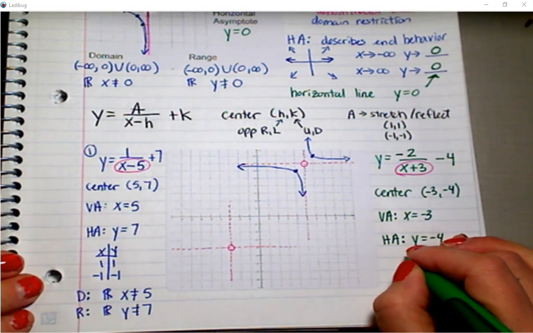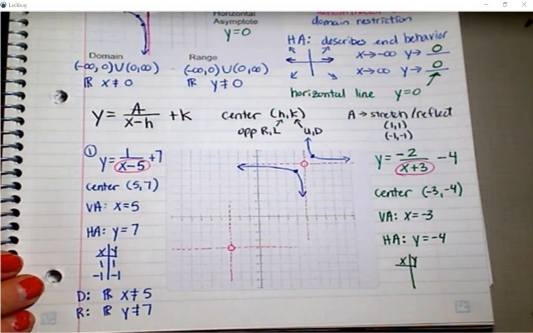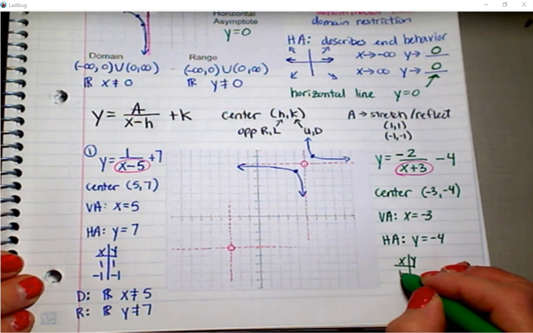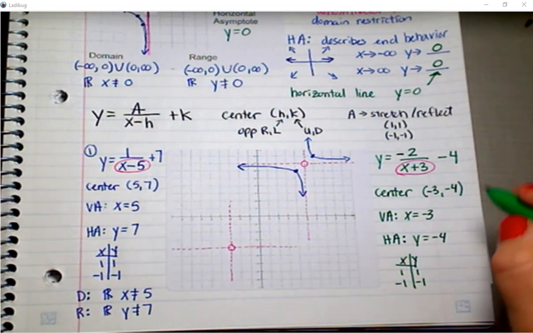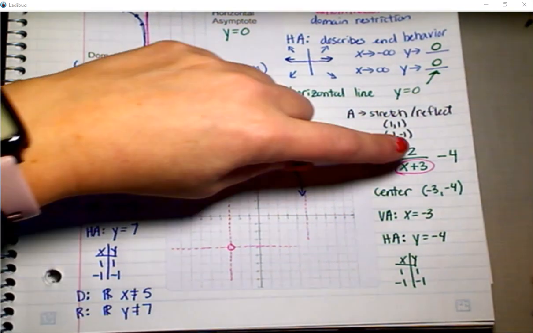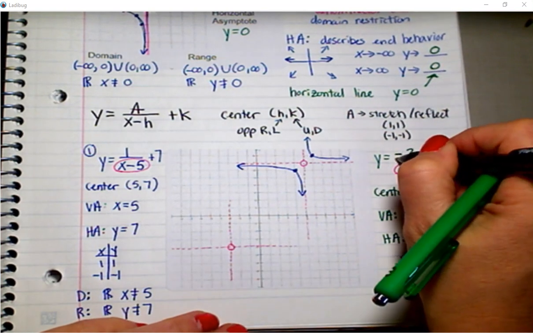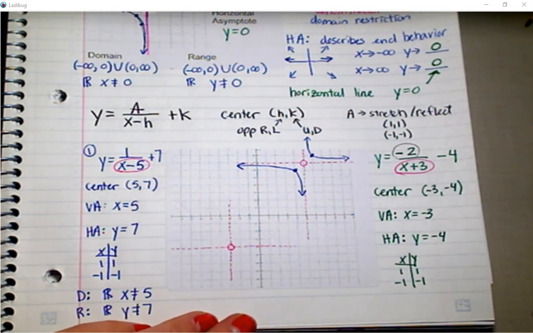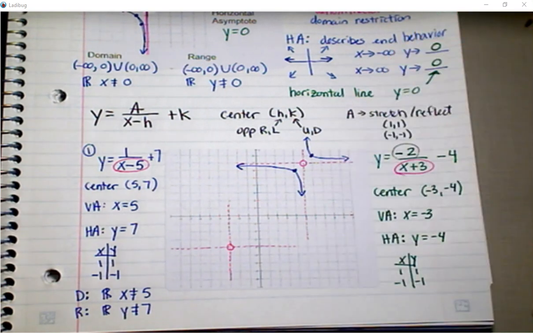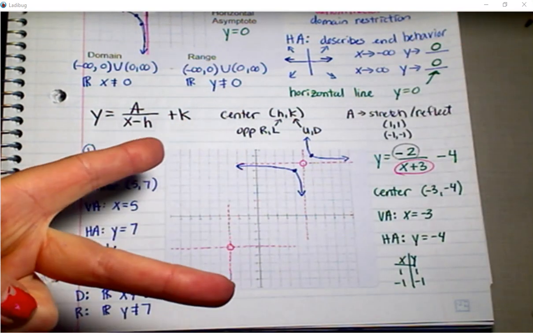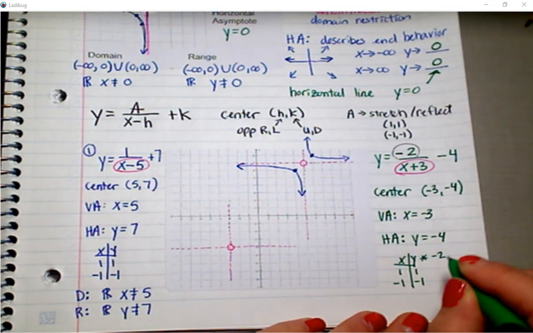Okay, and then my points. 1, 1, negative 1, negative 1. But because of the stretch of negative 2, it's actually going to get taller and it's going to flip. So I have to times by negative 2.